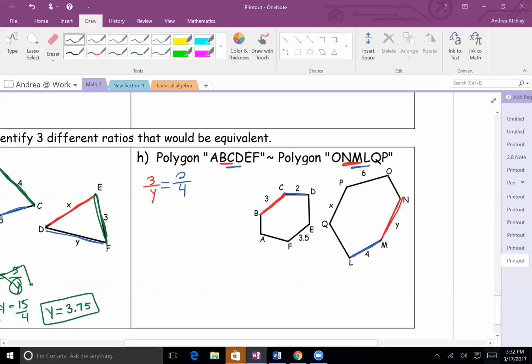And you don't need these, I don't know why this is here. So you don't need those quotation marks there. So for that similarity statement. Okay, so this is our scale factor. We would just reduce it to 1/2. And again, this is our scale factor.